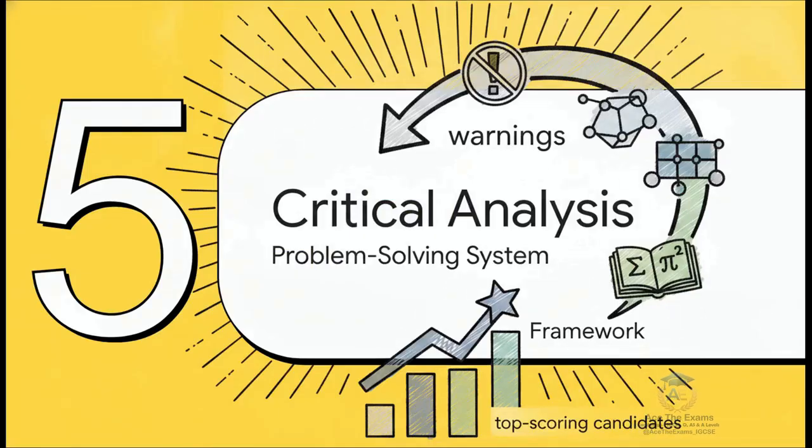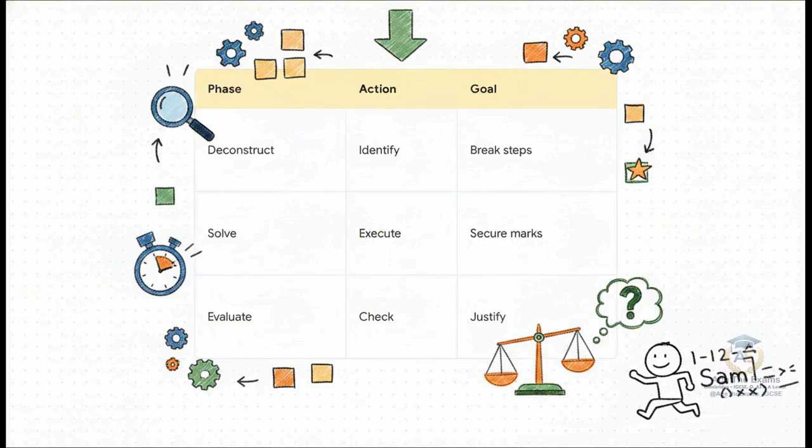Finally, Section 5, Critical Analysis and Mastery. Let's synthesize all of this and put together the ultimate problem-solving system. I want you to take a mental screenshot of this cheat sheet right here. This represents the complete, foolproof mathematics answering matrix used by top-scoring candidates. It's split into 3 distinct phases: deconstruct, solve, and evaluate. In the deconstruct phase, your specific action is to identify the given information, with the ultimate goal of breaking this massive problem down into bite-sized logical steps.